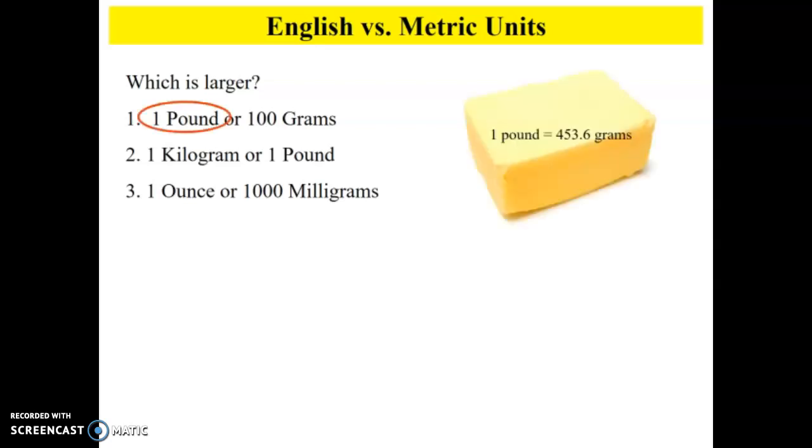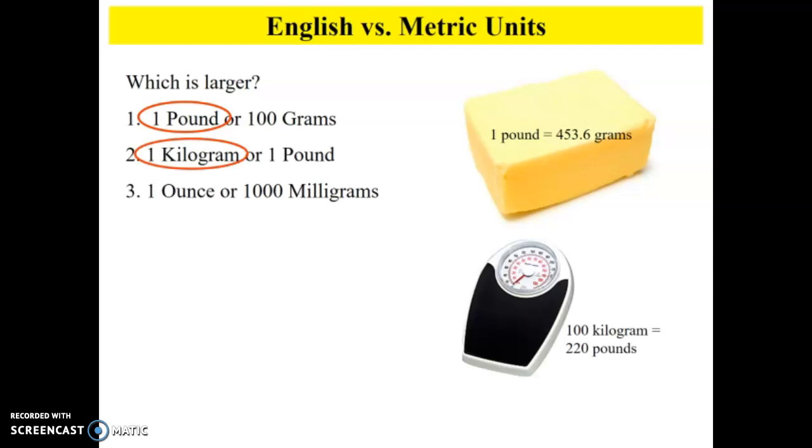All right, so 1 pound is significantly bigger than 100 grams, so it's about 450 grams per pound. Also, 1 kilogram is a little over double a pound. It's like 2.2 pounds. Right, so if you look down the bottom, if somebody weighs 220 pounds, they weigh 100 kilograms.